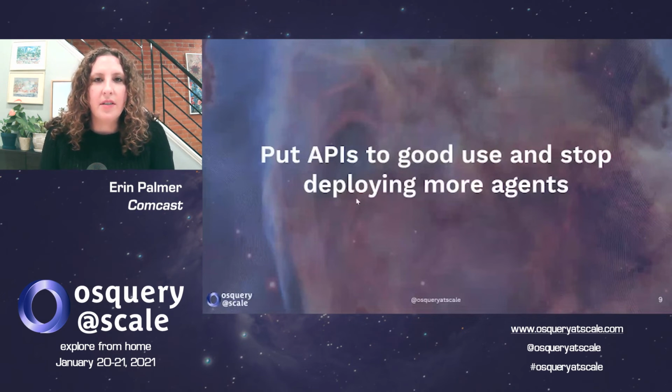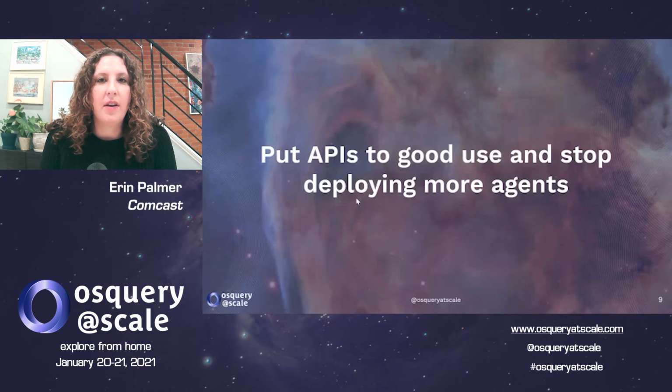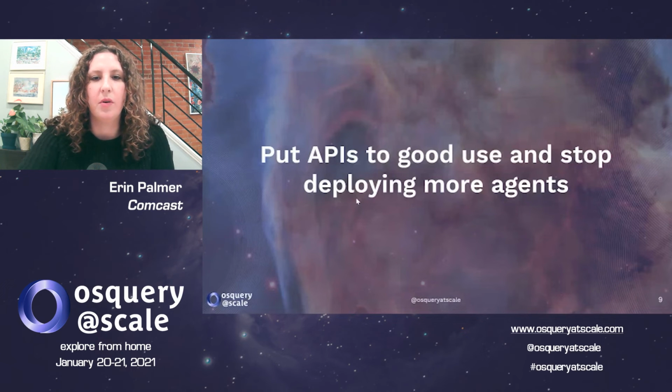Now, all those questions that we were asked on the last slide could have been solved by another agent, but our team is working to put APIs to good use and stop deploying more agents. And this is really going to let teams focus on what they're supposed to focus on rather than focusing on managing agents. And our endpoint security team has the expertise to manage the agents that we do need out there. And this will really facilitate other teams to do more with their time.